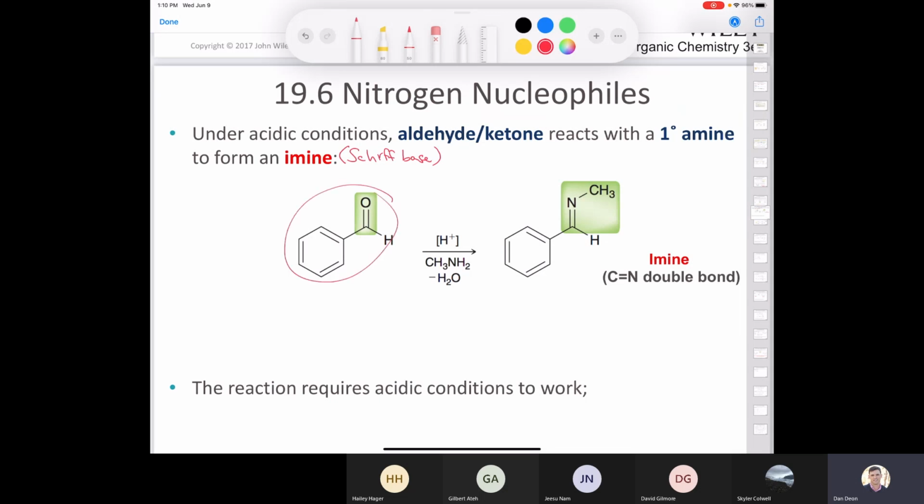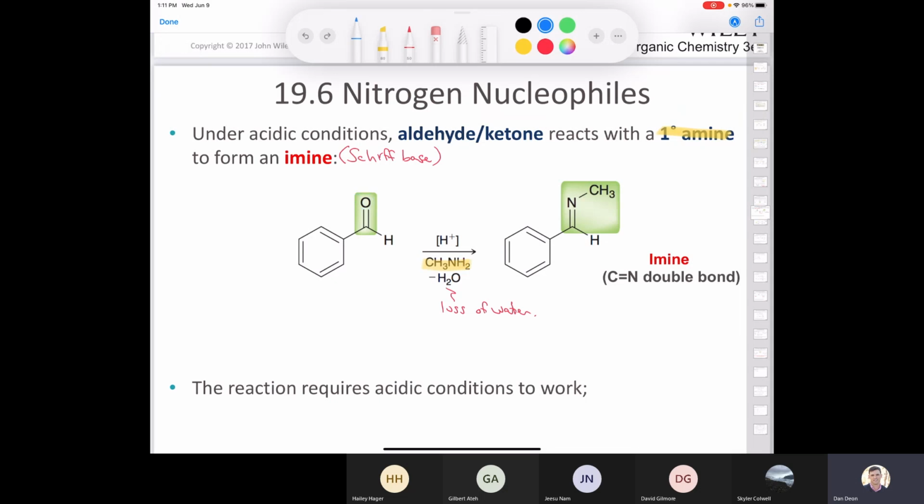We're taking benzaldehyde and then we're treating it with a catalytic amount of acid. Here they're using methylamine, which is a primary amine. Remember, we need a primary amine. And this little subtract H2O refers to the loss of water, right? We're losing the oxygen, and we're losing these two protons here. So we've lost H2O in the reaction.